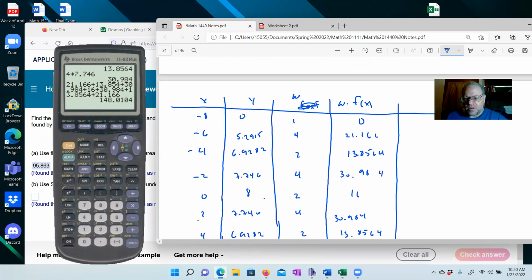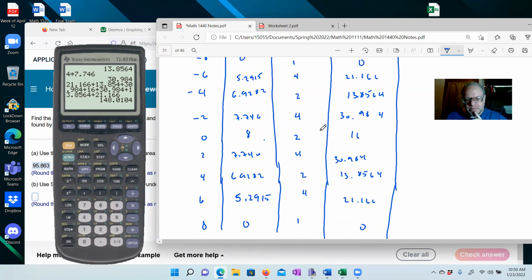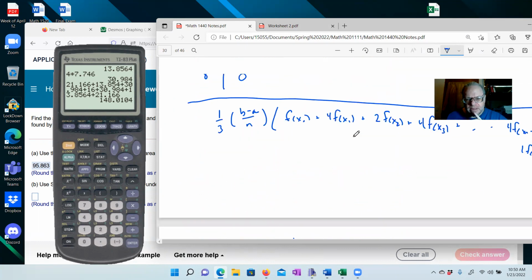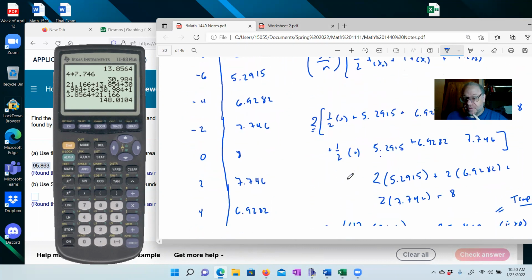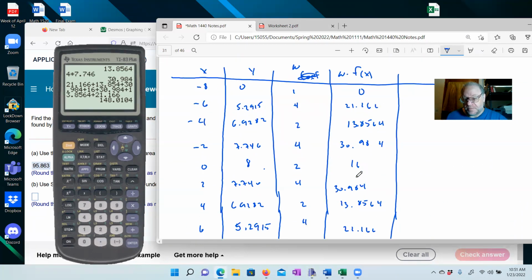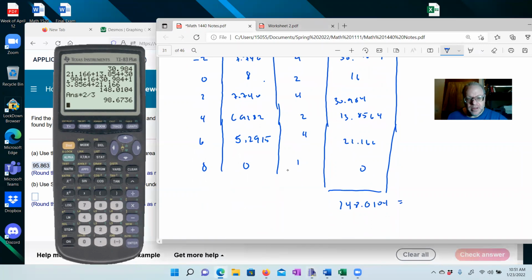148.0104. That seems terribly wrong. Yeah, this seems terribly wrong to me. Because the next thing we have to do, right? Oh, we have to multiply this whole thing by 2 and divide it by 3. So this is times 2/3. That seems a little bit better to me now. So times the b minus a over n, that was the 2, divided by the 1/3. So we have the thing in front, enter. We ended up with 98.6736. That looks about right.